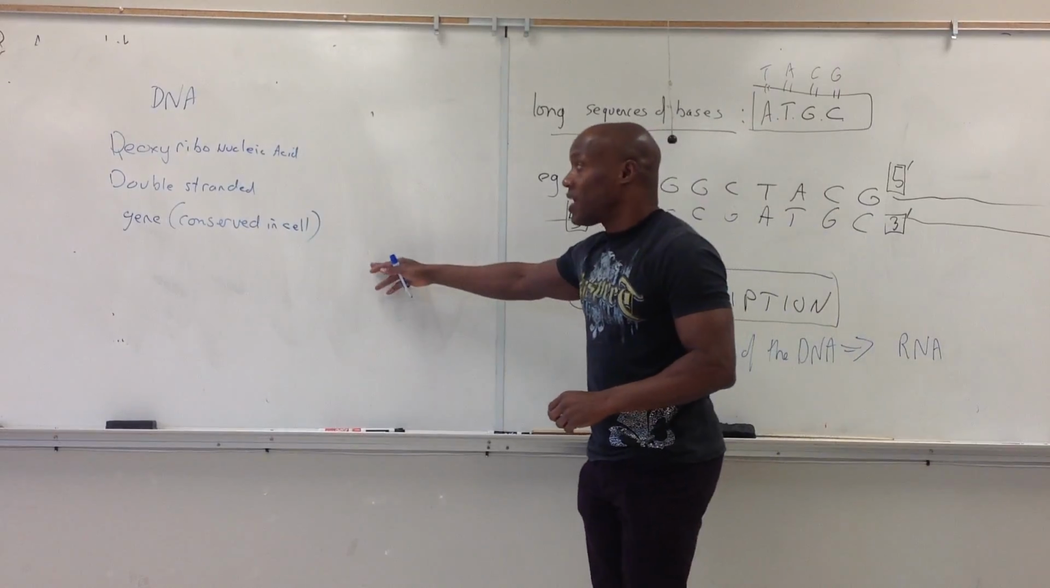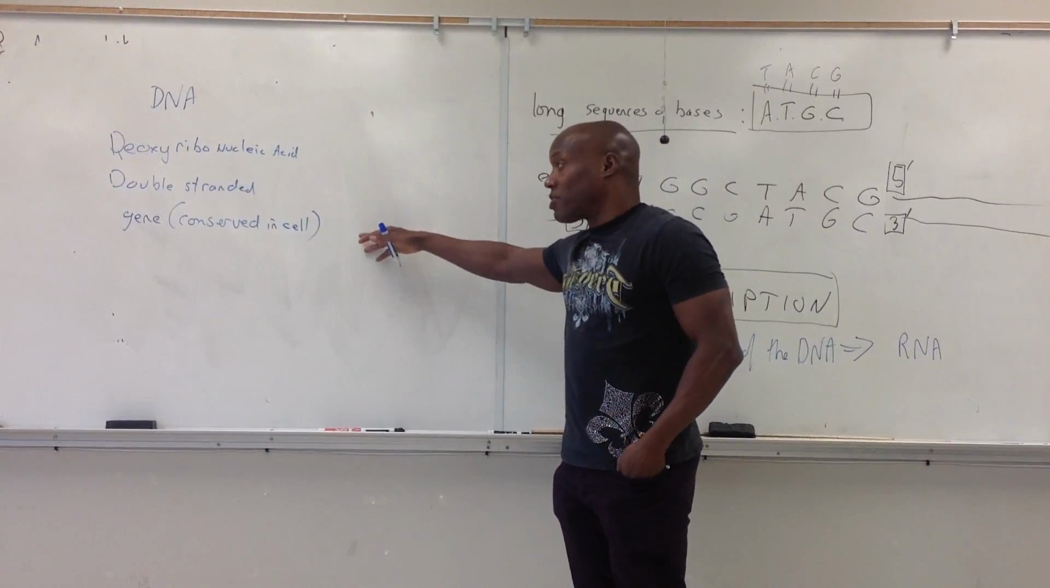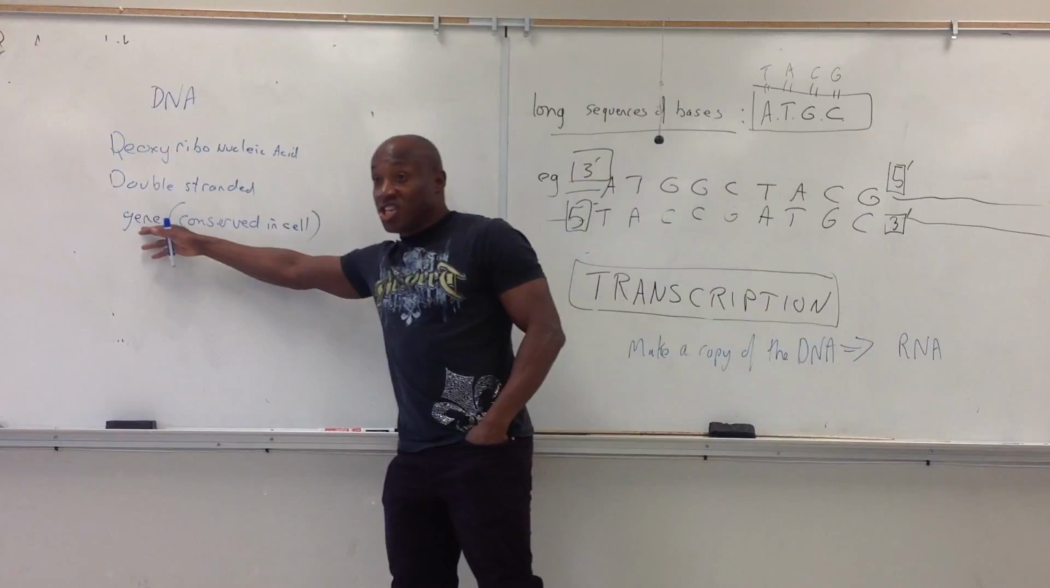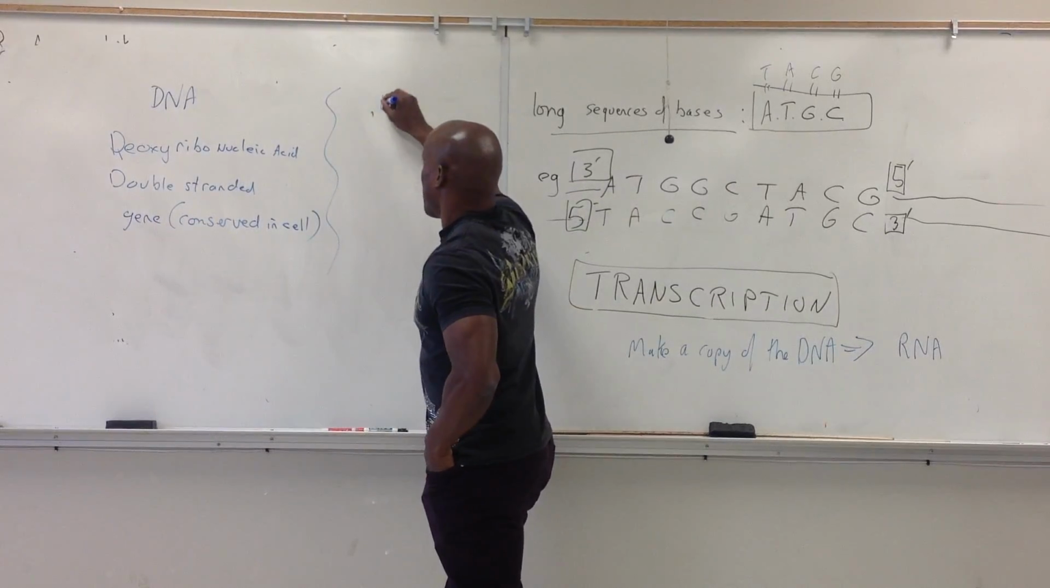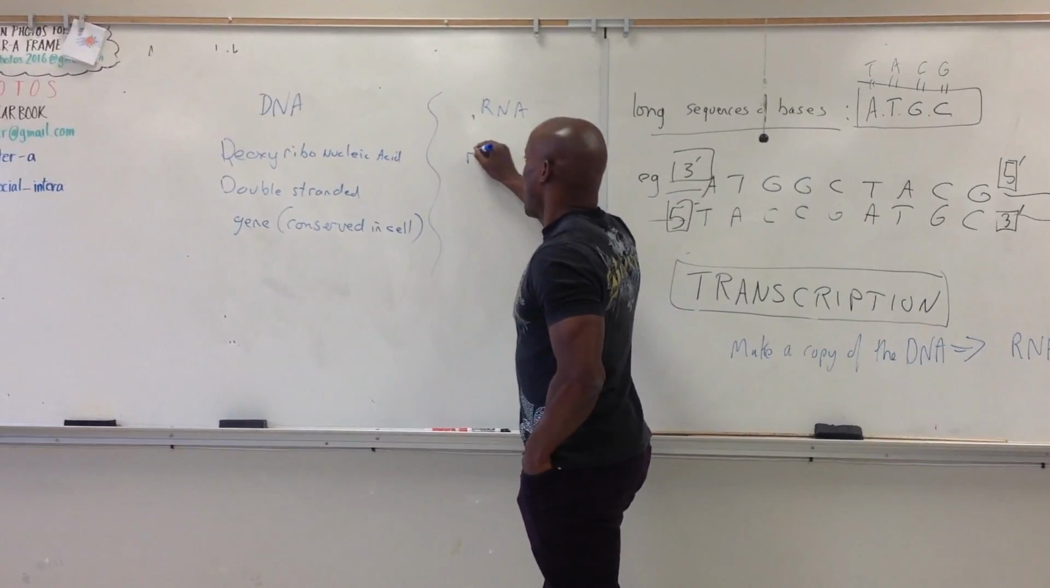All right, so DNA is deoxyribonucleic acid. It's double-stranded, and it forms genes, and it's conserved in the cell. On the other hand, we have RNA, and it's ribonucleic acid.